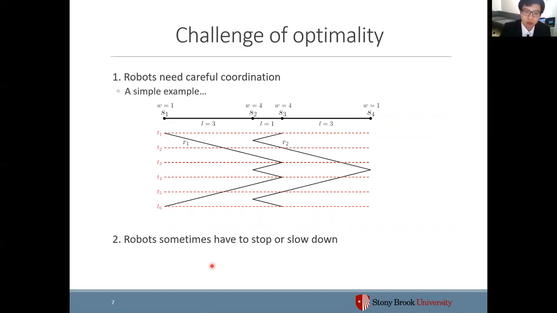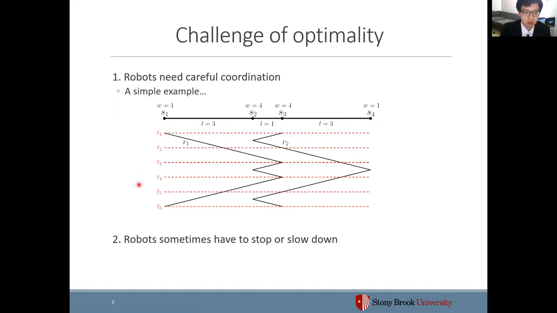Before we go to our contribution, I want to show you the challenge. The first challenge is that robots need careful coordination. This is a very simple example. You can consider this a 1D line, and we have 4 sites, S1, S2, S3, and S4, with weights 1, 4, 4, 1. And these are the distances, which are 3, 1, 3.